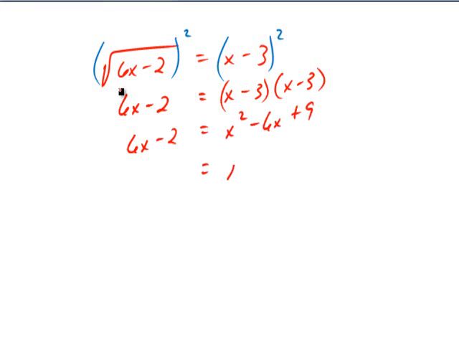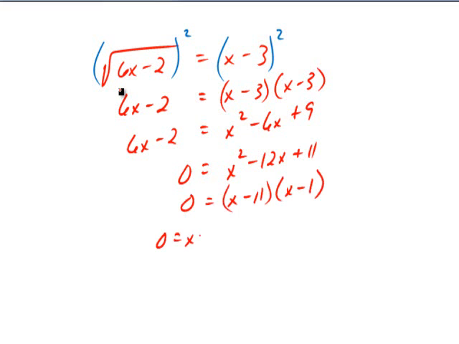I can subtract 6x from both sides. I can add 2 to both sides. And since it's quadratic, I have everything on one side equal to 0. I can solve it by the quadratic formula or factoring. In this case, I'll solve it by factoring. Since I have two factors multiplied to get 0, then either factor could be 0. And I get possible solutions of 11 or 1.